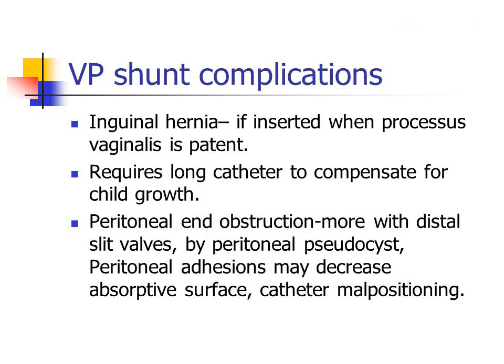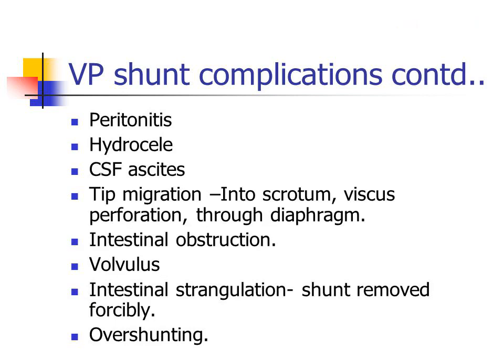VP shunt complications. Inguinal hernia if inserted when processus vaginalis is patent. Requires long catheter to compensate for child growth. Peritoneal end obstruction more with distal slit valves. Peritoneal pseudocyst. Peritoneal adhesions may decrease absorptive surface. Catheter malpositioning. Kink.